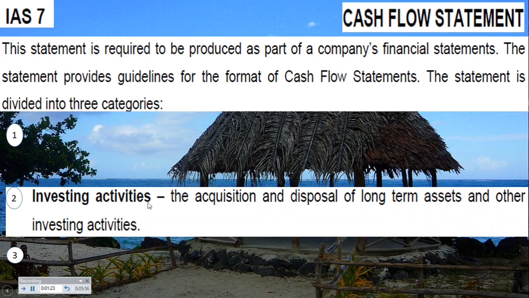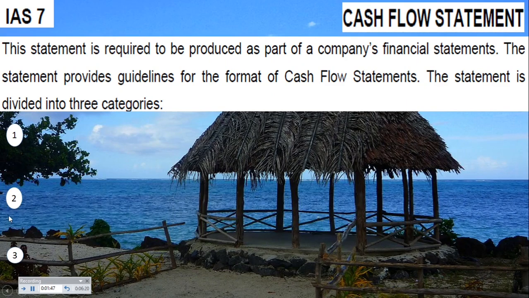Investing activities is the acquisition and disposal of long-term assets and other investing activities. It means the buying and selling of long-term assets like your plant and equipment, furniture and fixtures, motor vehicles, and other investment activities like investment in shares of other companies, investment in debentures of other companies, etc. So these fall under investing activities.